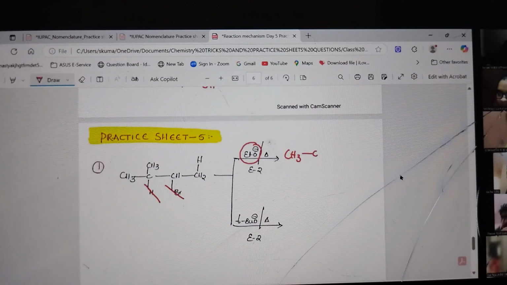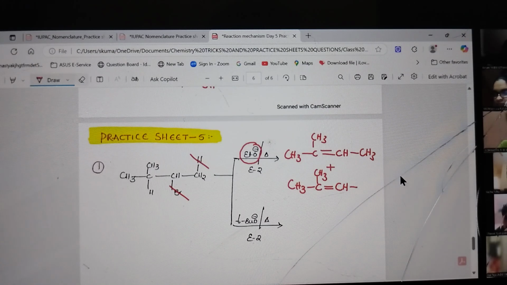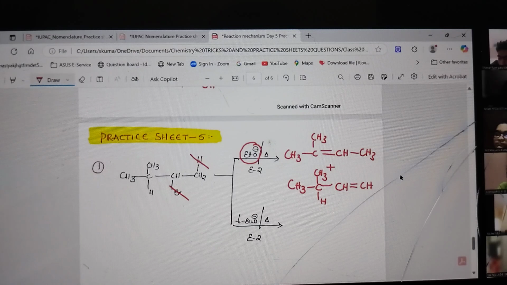CH3, CH3, CH, CH3, and one H and one Br you remove, you put a double bond. Plus, what is the other possibility, can you say? Remember, in E2 reaction we just discussed, remove one H and one Br and write the product. So the beta hydrogen you have to remove and write the product. Then CH, both same I am writing, CH double bond CH2.